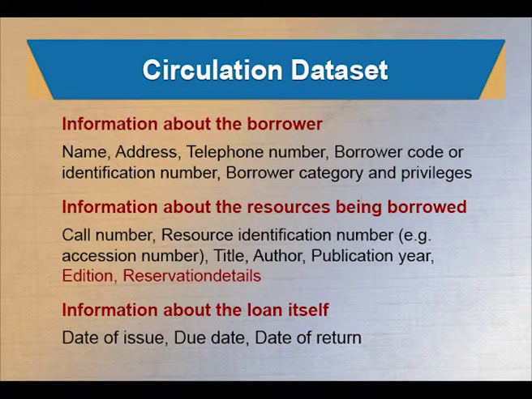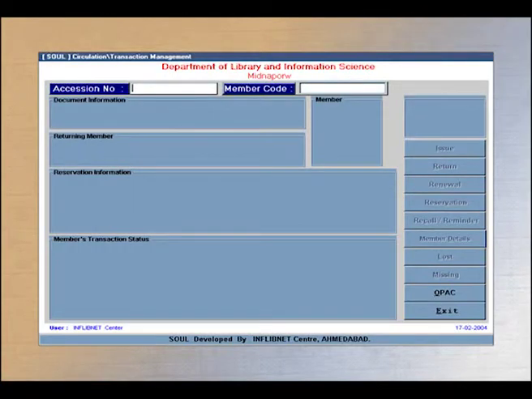Now, here you can see the circulation panel of SOUL software. You see there are only two fields which you need to enter. One is the accession number of the item being borrowed, and the other is the member code, that is the member ID of the borrower.